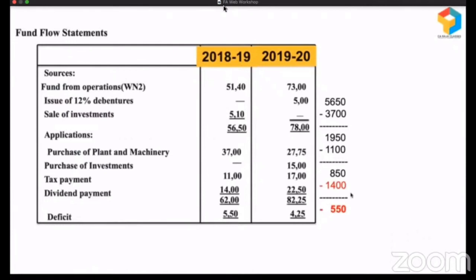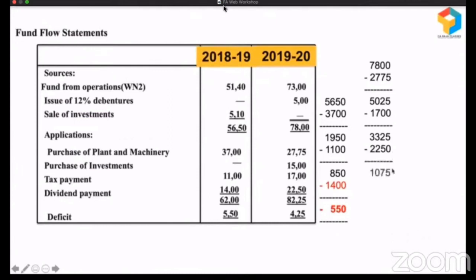Let's see what happened in 2019-20. In 2019-20, their funds from operations have improved significantly. They've also raised money by issuing debentures. So it is 7,800. And from that, they are purchasing plant and machinery. Okay, they have a lot of money, let them. It means after purchasing plant and machinery, they have a surplus of 5,025. And they want to pay taxes. Okay, good, let them pay. So from 5,025 after taxes paid, what is left over now? 3,325. From that they want to pay dividend. Okay, let them pay 2,250. It means the balance left over is 1,075.